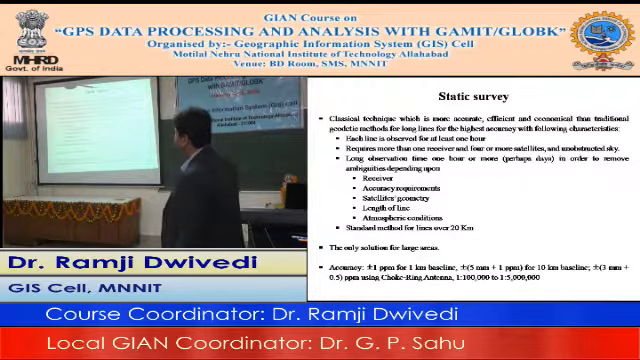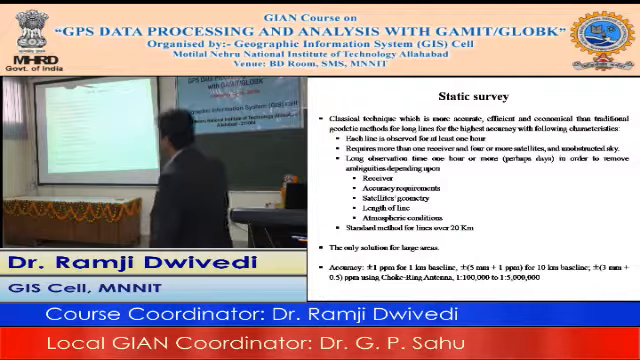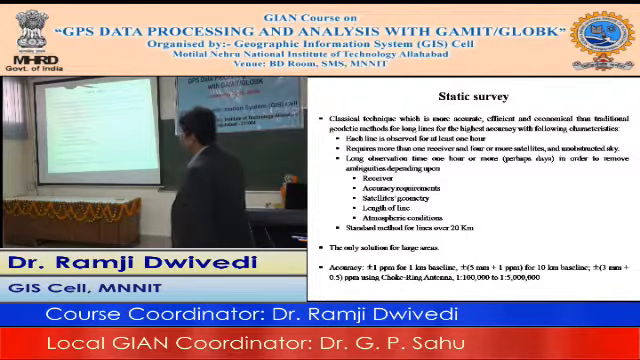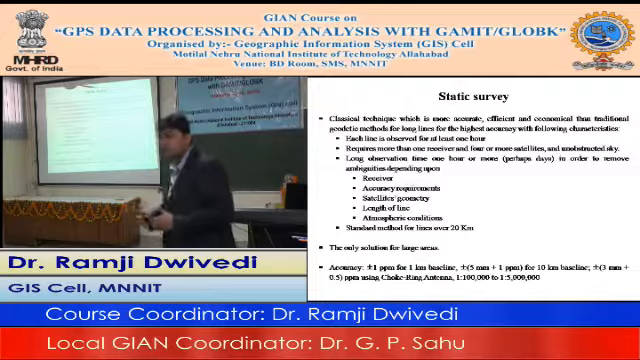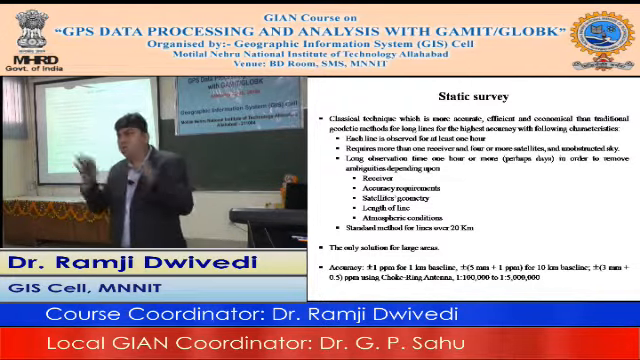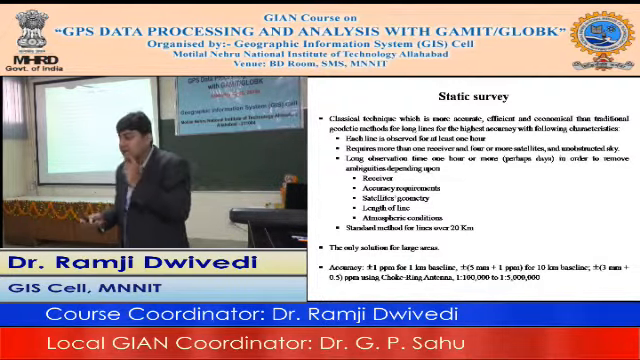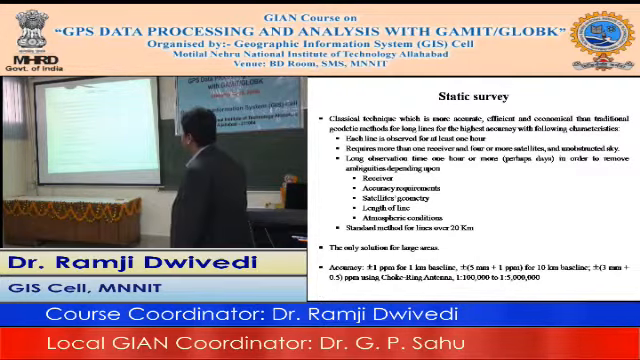So static survey, the classical technique. Obviously the session length is longer. You could consider that also. Each line is observed for at least 1 hour. It requires more than one receiver, 4 or more satellites, and an unobstructed sky. Long observation time. The observation session length also varies with how many satellites there are and how good your satellite geometry is, and we have discussed that in the previous classes also.